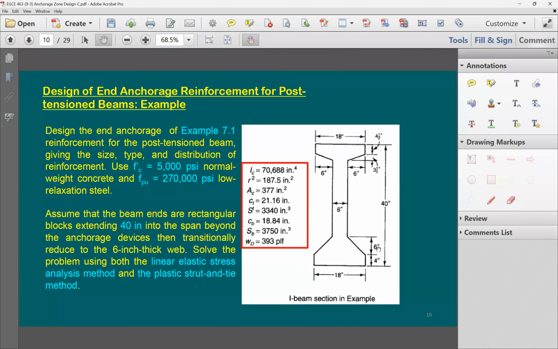But what I'd like to do here is a design for the end block using the following 3 methods: linear elastic stress analysis, classic strut and tie method, and of course, I'd like to see what is meant by the approximate method and how it compares. The approximate method you're going to be doing in a second; it doesn't take any time from you.